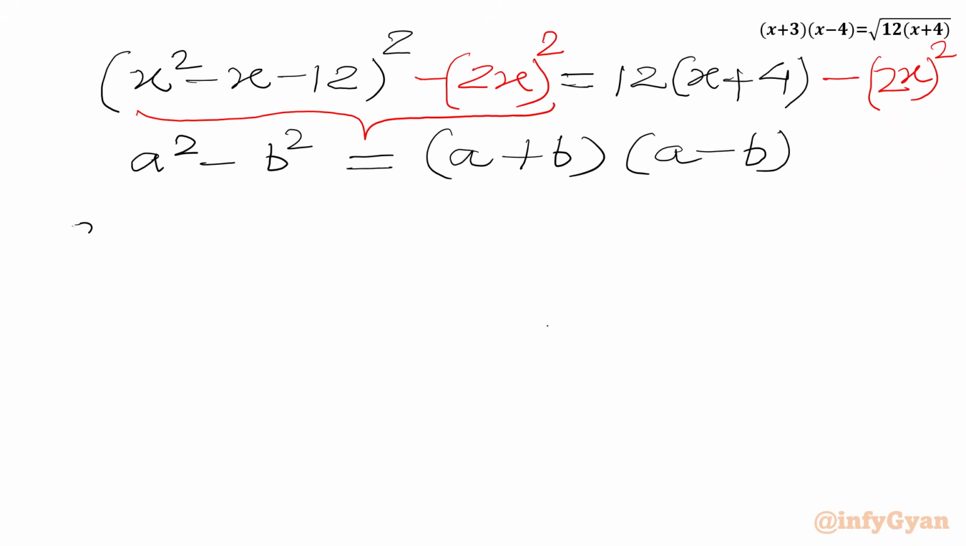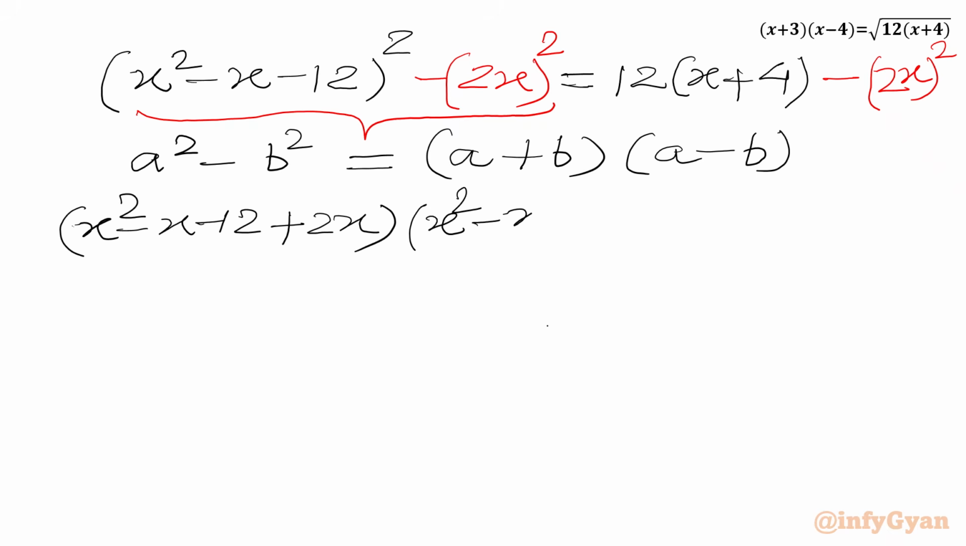So we will get x square minus x minus 12 plus 2x in the first bracket times x square minus x minus 12 minus 2x in the second bracket will be equal to 12x plus 48 minus 4x square.